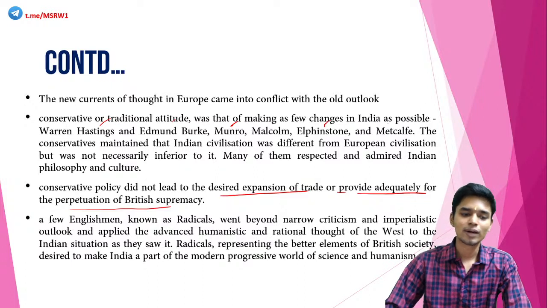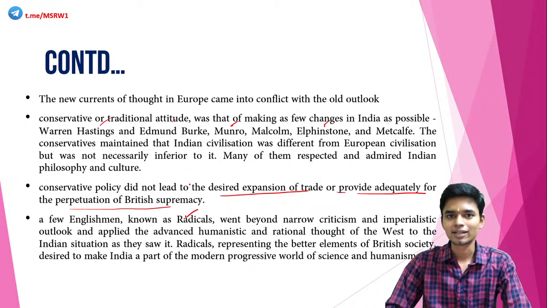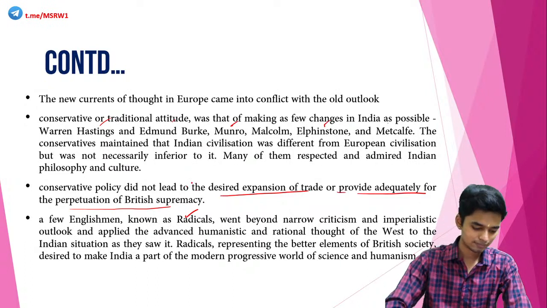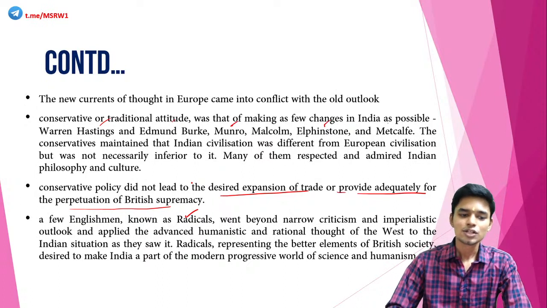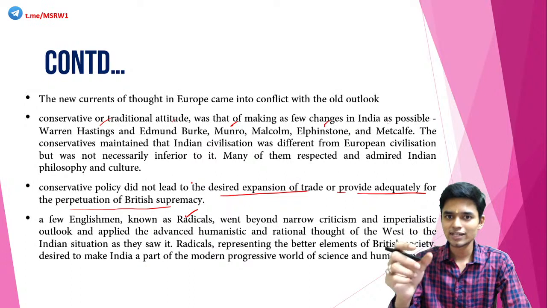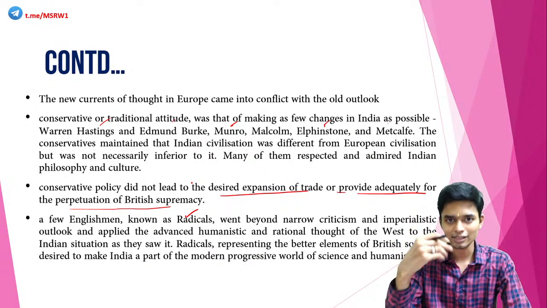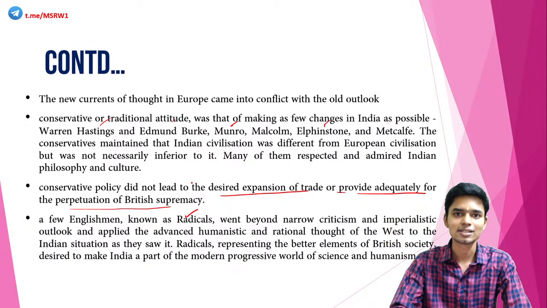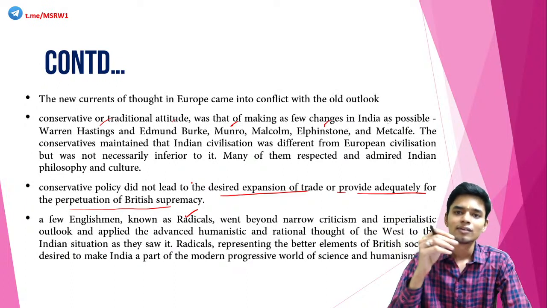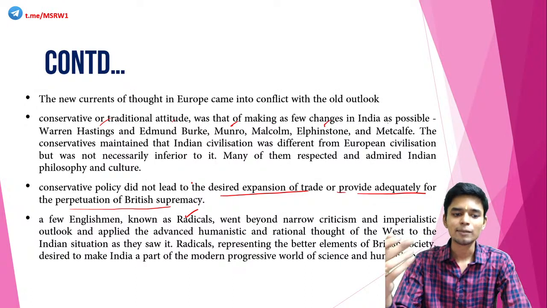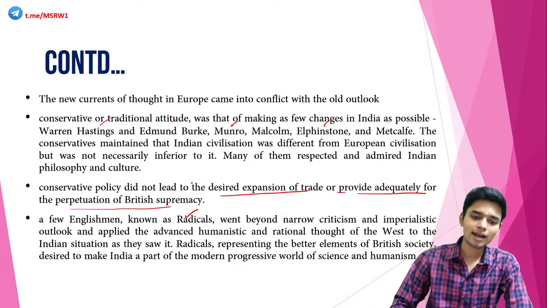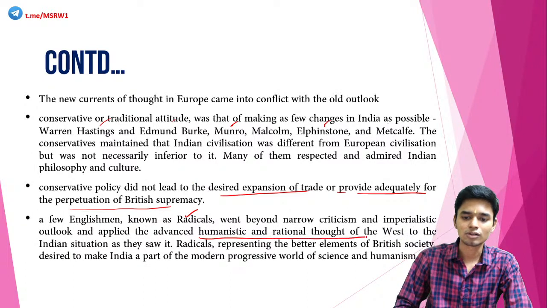This category, also known as the radicals, includes people like William Bentinck and others. So what is the difference between conservatives and radicals? Conservatives, I already told you, respected Indian ideals and Indian civilization. But radicals were critical. They were not just critical; they went beyond criticism and imperialistic outlook and started to apply advanced humanistic and rational thought of the West to the Indian situation.